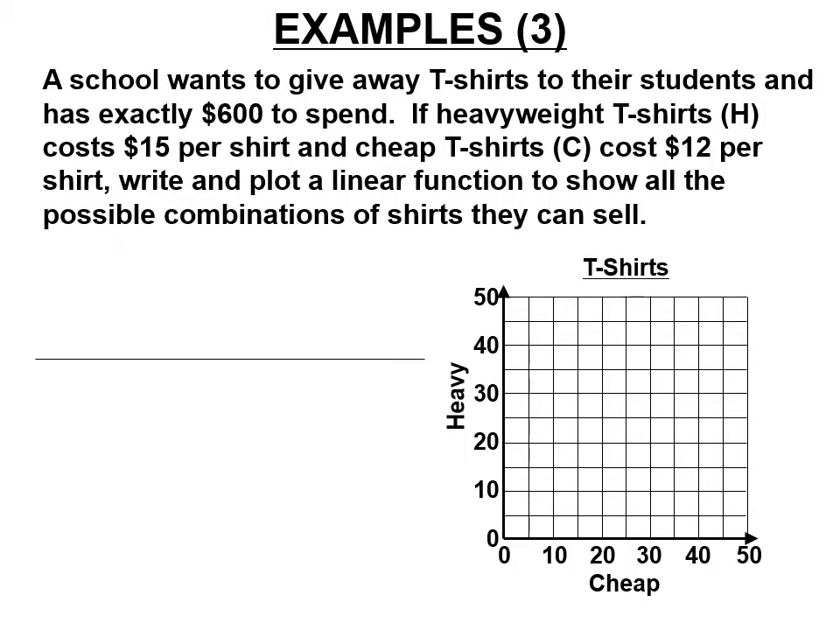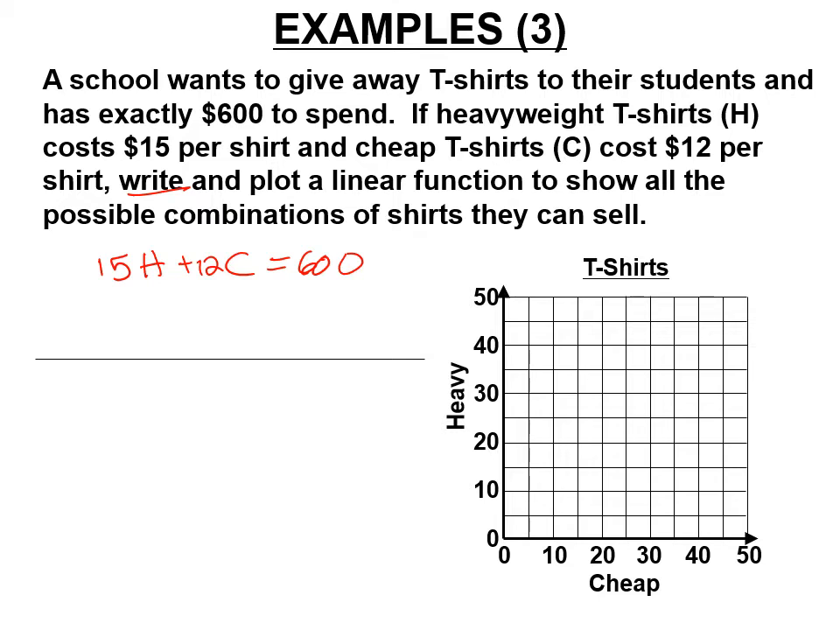So there are real-world functions that work like this. The school wants to give away t-shirts to their students and has exactly $600 to spend. There are two rates: $15 per heavyweight t-shirt and $12 for cheap t-shirts. And we're going to spend exactly $600. So we've written a linear function there in standard form, and now we're going to plot it. How are we going to do that? We're going to find the intercepts.